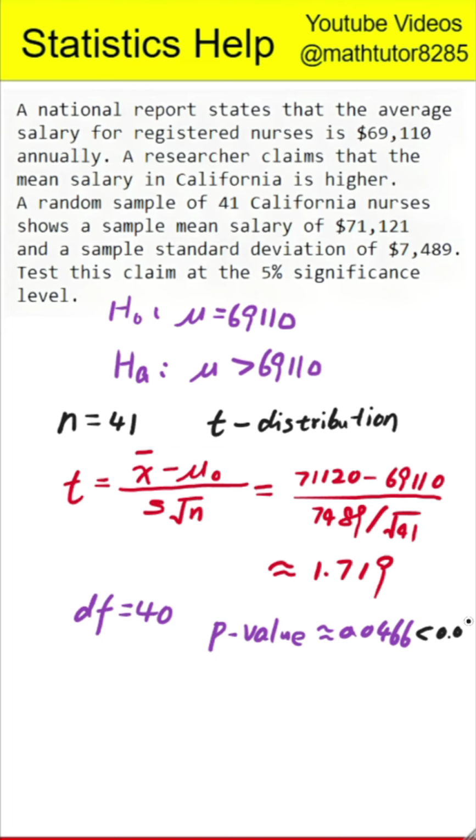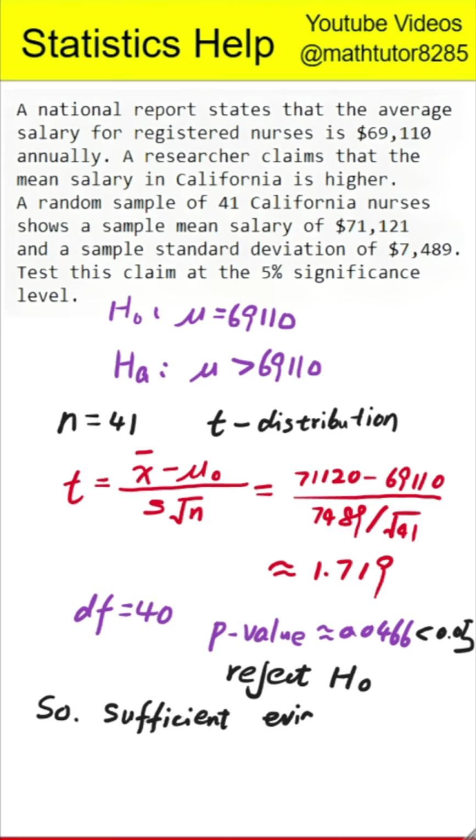We compare the p-value to our significance level. Since 0.0466 is less than 0.05, we reject the null hypothesis. Next step is interpreting the result. At the 5% level of significance, there is enough evidence to support the claim that the average salary for California nurses is higher than the national average.